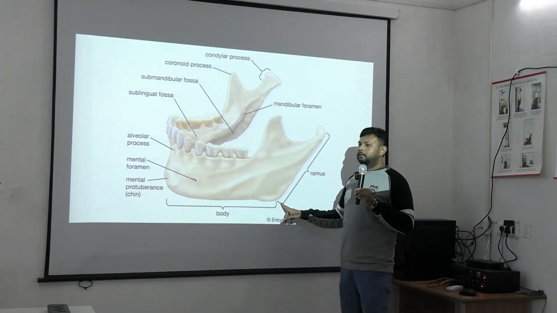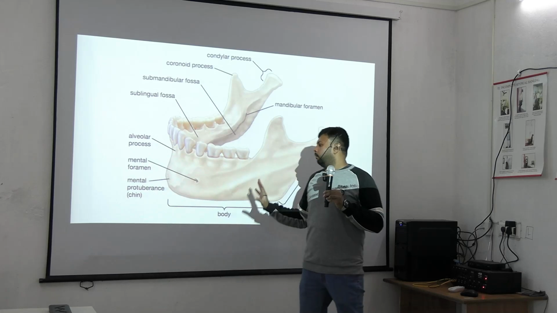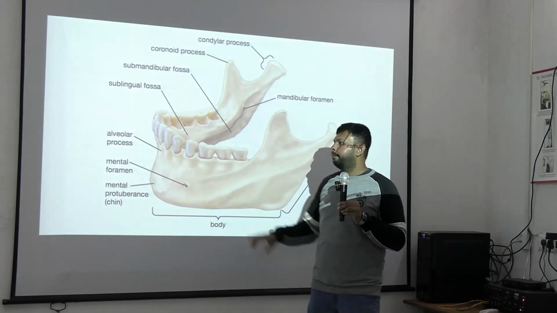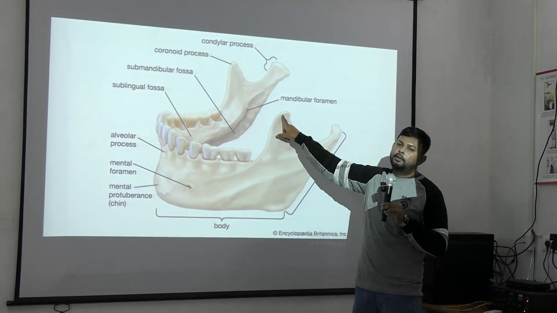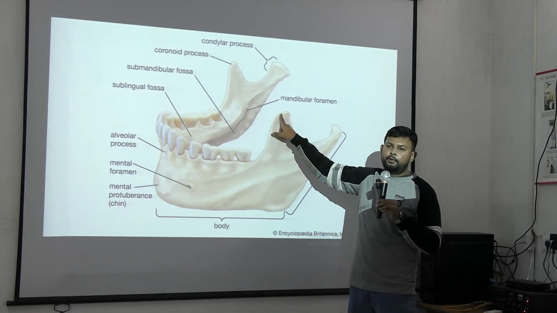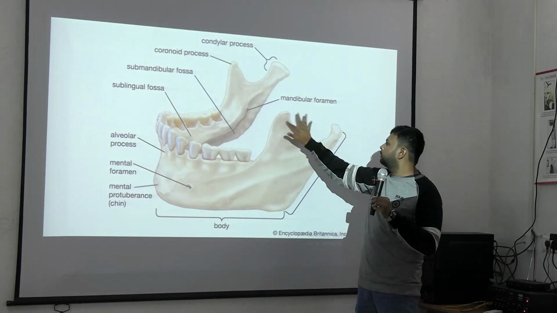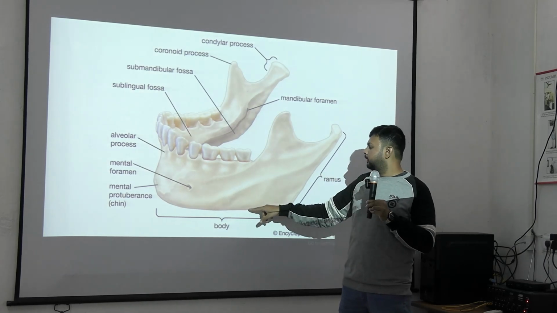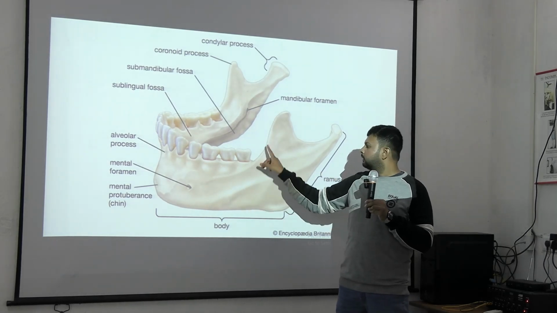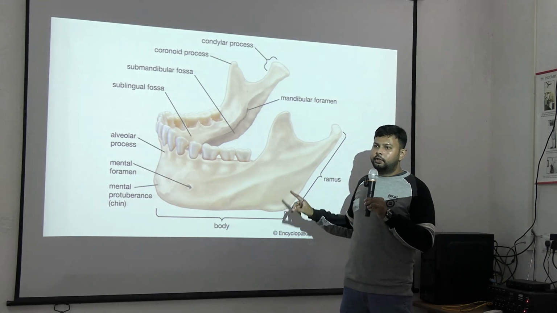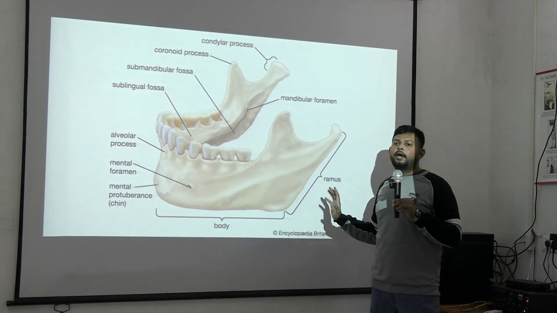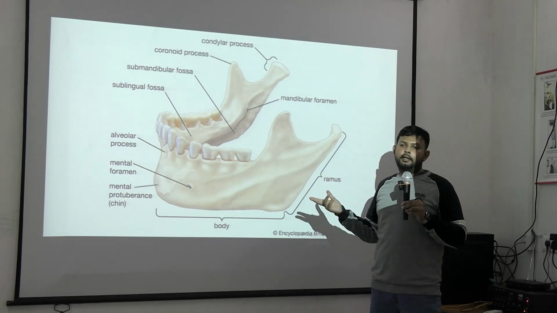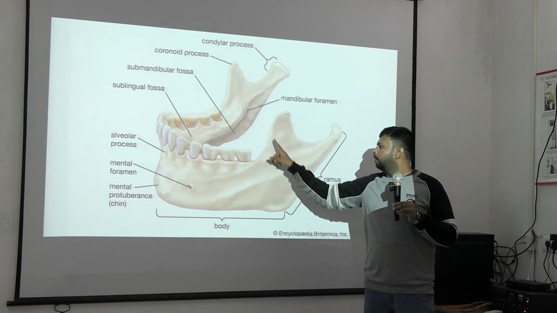This is ramus, this is body. ফরেন্সিকের জন্য আমাদের এই ফোরামেনটা খুব ইম্পর্টেন্ট, মেন্টাল ফোরামেন। Then comes, what is this process? Coronoid process, condyloid process. Okay, this process is important. This angle is important and this angle is important. This is anatomical angle, this is medico-legal angle. So the examiner will ask you, show me the anatomical angle, and may ask you, show me medico-legal angle.